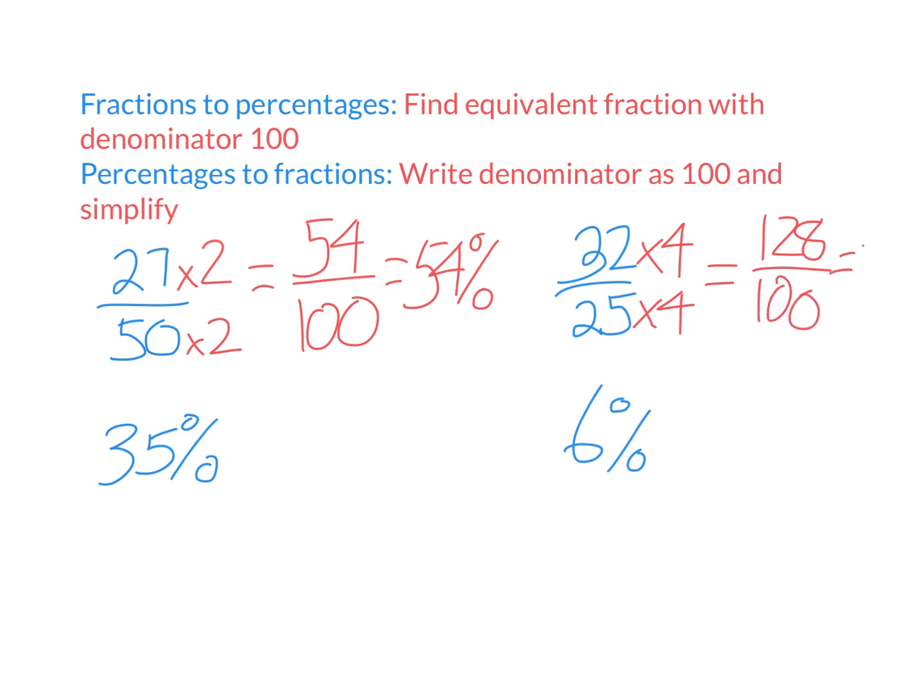128 hundredths is 128%. That's what percents mean, per 100. 128% means 128 per 100, 128 out of 100. So let's look at going the other way. Percentage to fraction. You write the denominator as 100 and then simplify. So 35% means 35 hundredths, 35 out of 100 in total.